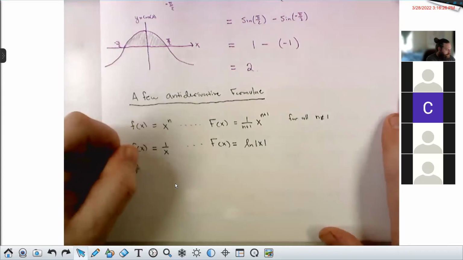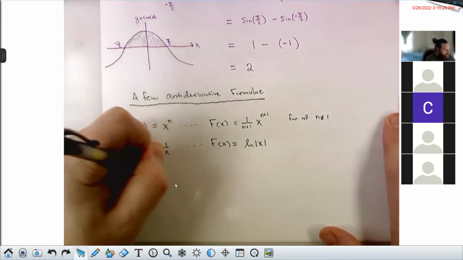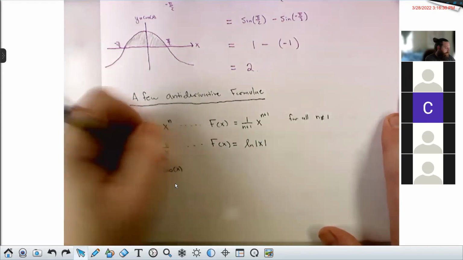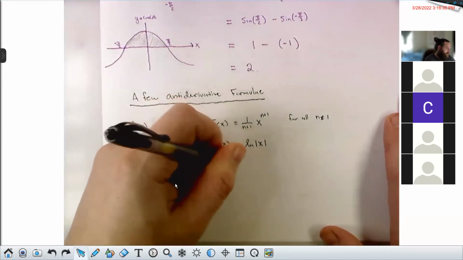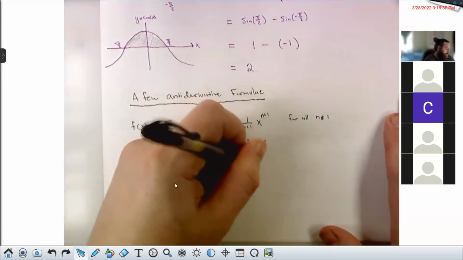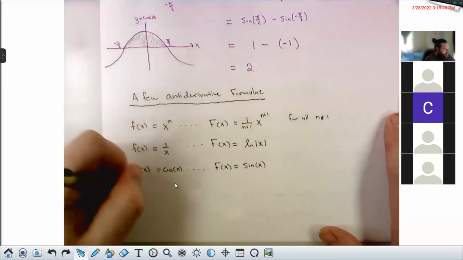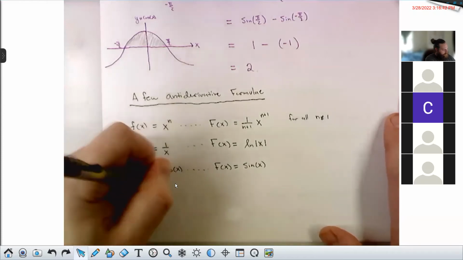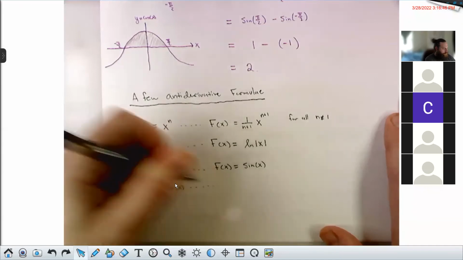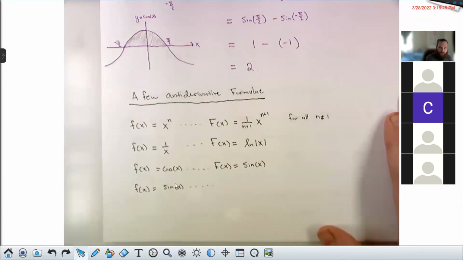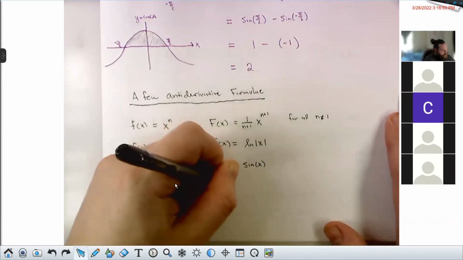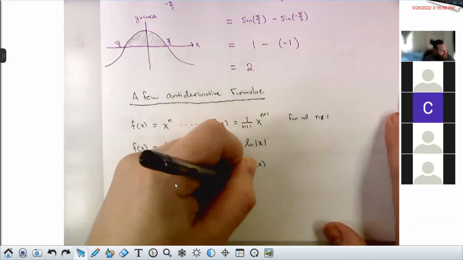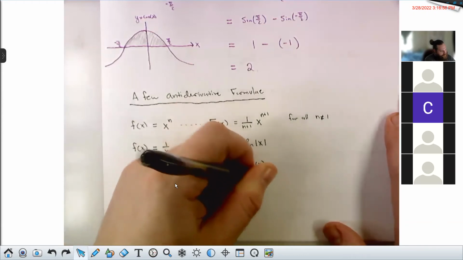Of course, cosine we discussed. Little f is cos x, and an antiderivative for cos x is sine x. If little f is sine x, we have to think a little bit more carefully. Who would differentiate to sine x? Well, not cos x. The derivative of cos x is negative sine x. So the guy who would differentiate to positive sine x is negative cos x.